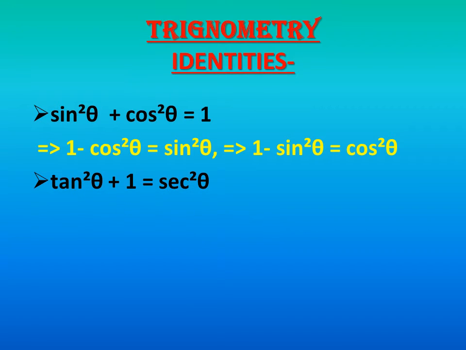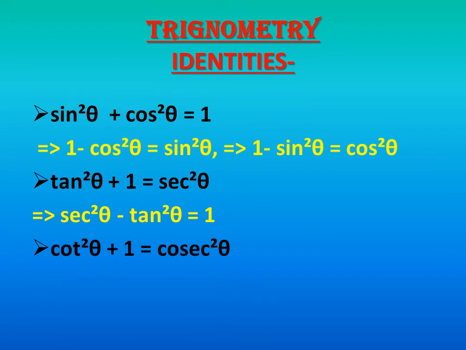Next we have tan square theta plus 1 is equal to sec square theta. In this, if we take sec square theta from the RHS to the LHS, and take 1 to the other side, we let the tan square theta go there. So it becomes sec square theta minus tan square theta, and 1 remains here. So we get sec square theta minus tan square theta is equal to 1.